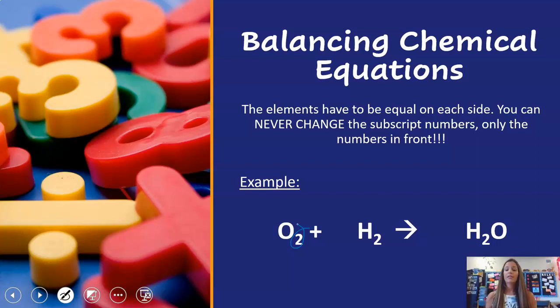So if we do this here, we see that we have 2 hydrogen on the left, 2 hydrogen on the right. Well, that's good, right? They're equal.